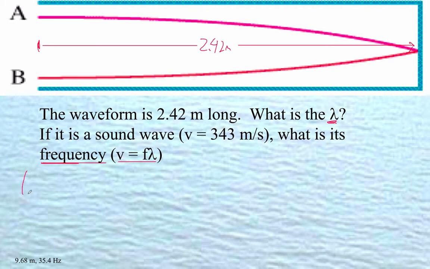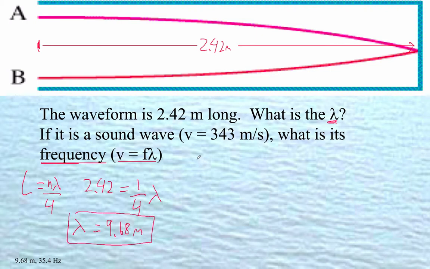So the first one is what L is: n lambda over 4. So how many quarter wavelengths? Well, there's one quarter wavelength here, right? So I'm going to go 2.42 is 1 quarter wavelength. So the wavelength is actually 4 of those, right? 2.42 times 4. The wavelength is 9.68 meters. That's our first answer, right?